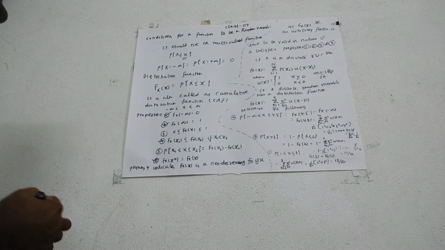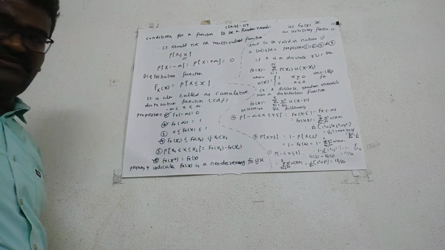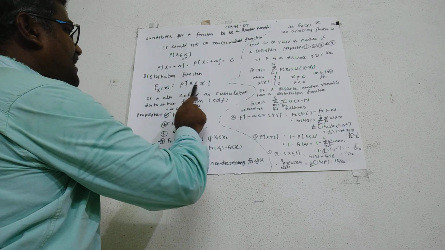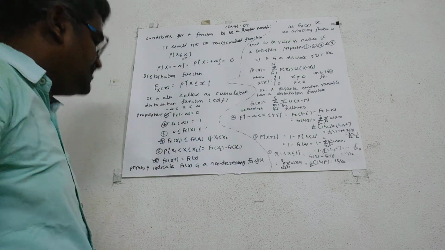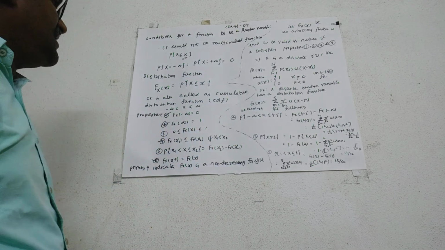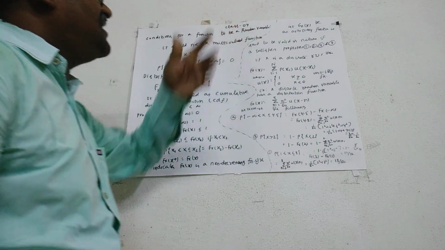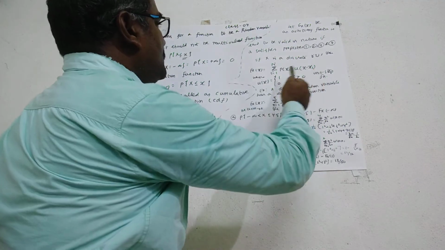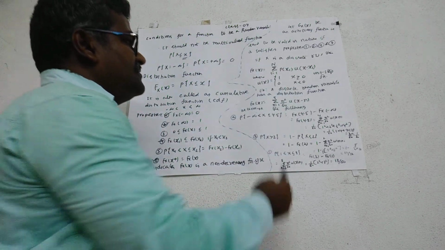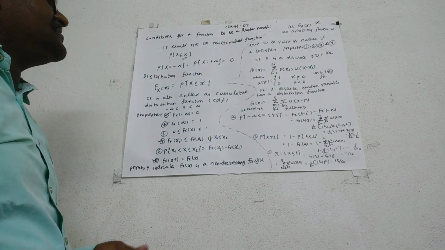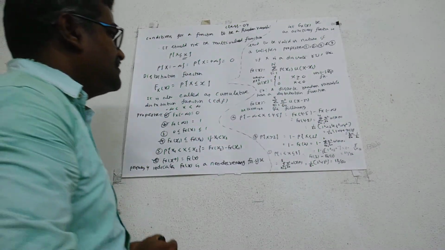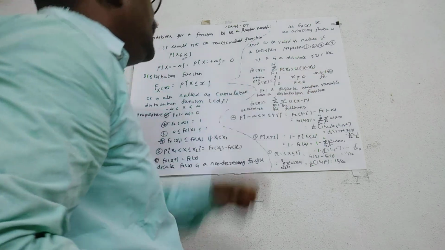With this covered till now: the conditions for a function to be a random variable, the definition of the distribution function F_X of x equal to probability of capital X less than or equal to x, and the 6 properties. An arbitrary function G_X of x is said to be valid if it satisfies properties 1, 2, 4 and 6. If it is a discrete random variable, then F_X of x is equal to the summation i equal to 1 to n of probability of x_i into u of x minus x_i. The unit step function is very important from an application point of view. The standard function u of x is equal to 1 for x greater than or equal to 0, and equal to 0 for x less than 0.